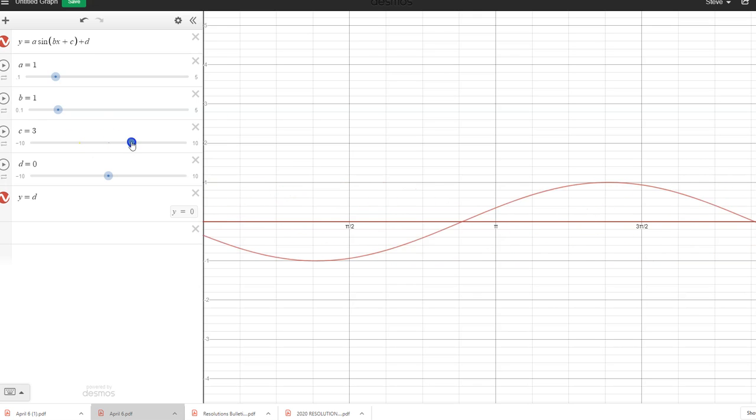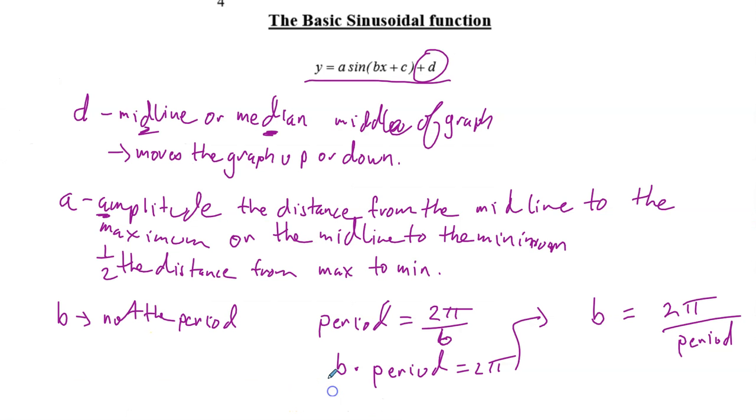But basically what C does is it moves the graph left or right, and that's called a phase shift. So C is a phase shift. Phase shift. Okay, and it moves the graph left or right, left/right.